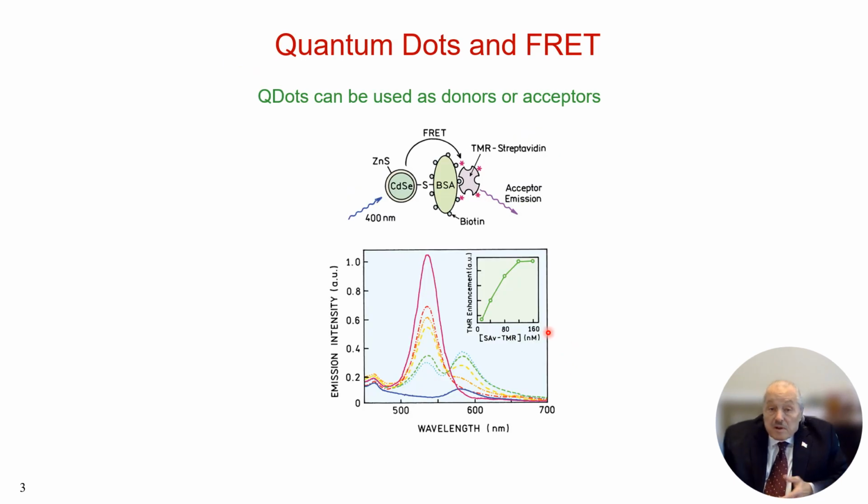So let's start with the quantum dots. Yes, they can be used as donors, or they can be used as acceptors. Here we have a quantum dot and a tetramethylrhodamine labeled acceptor, pretty far away, and the quantum dot is very much quenched by the acceptor, and the acceptor emission can be seen. It's not quite as strong, but it's clear that quantum dots can participate in FRET.